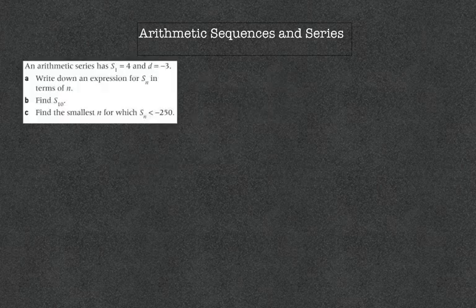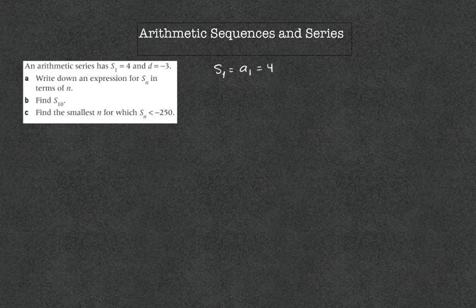Let's finish with an example. An arithmetic series has S1 equals 4 and common difference equals minus 3. Write down the expression for Sn in terms of n. So, we are given S1 equals 4. What this means is that A1 is equal to 4 because S1 is the sum of the first term of the sequence. So S1 and A1 will always coincide. So I know A1 is 4.